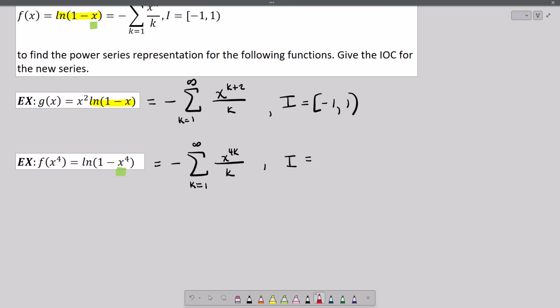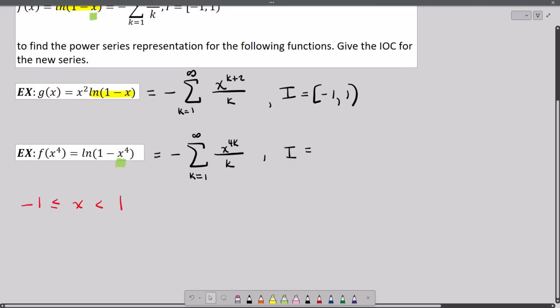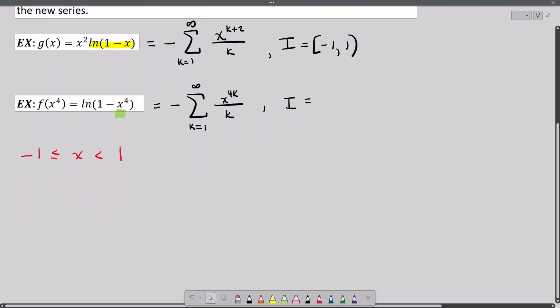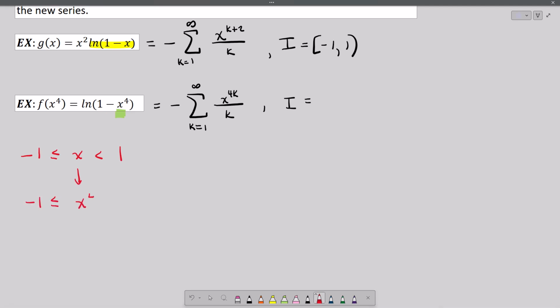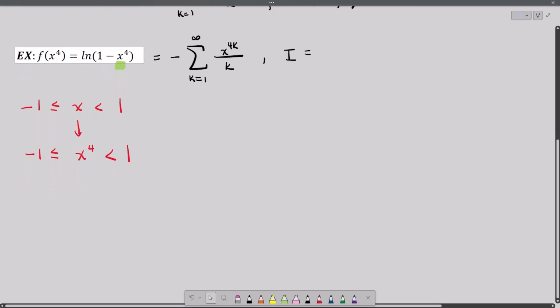Now we have to come over to the interval of convergence. The interval of convergence was that. Now we have to replace x with x to the 4th. So we're replacing x with x to the fourth. Okay, now we have to solve this inequality.